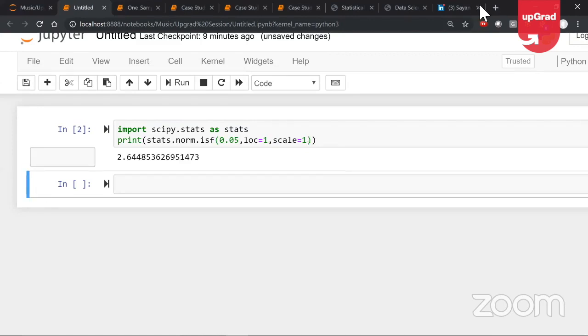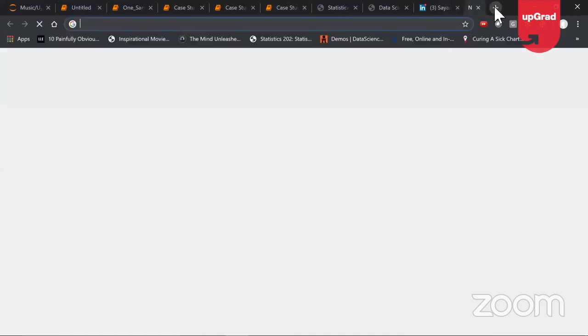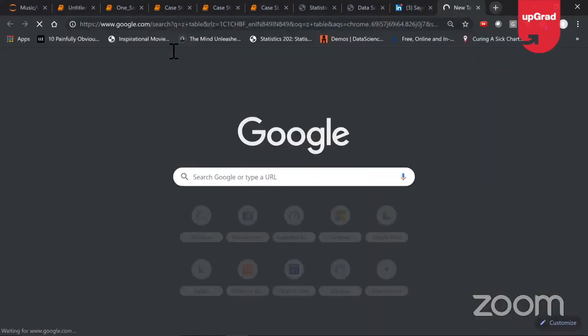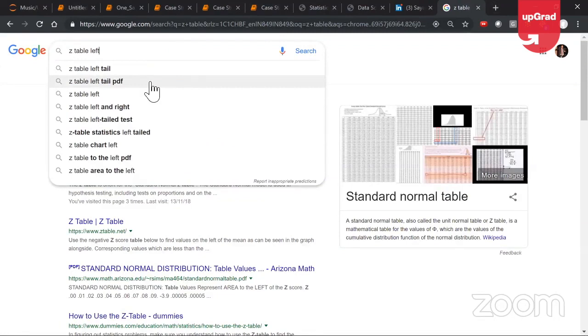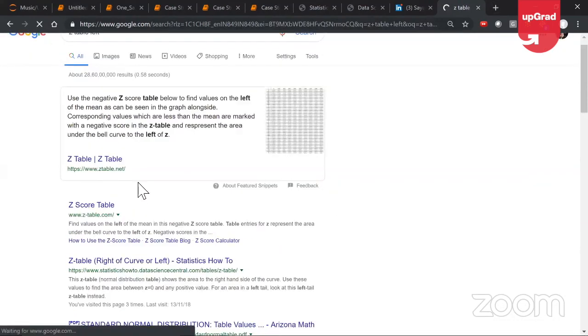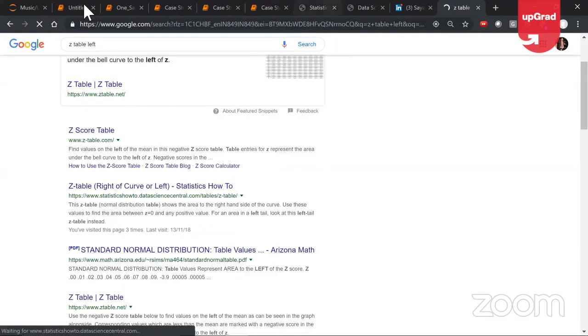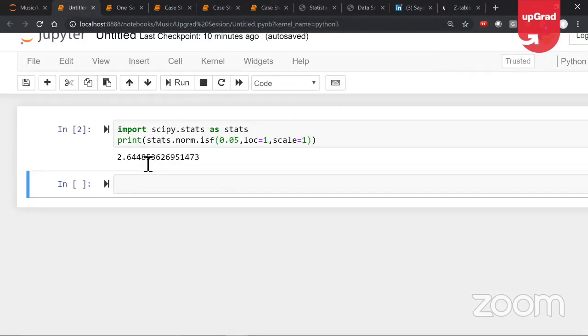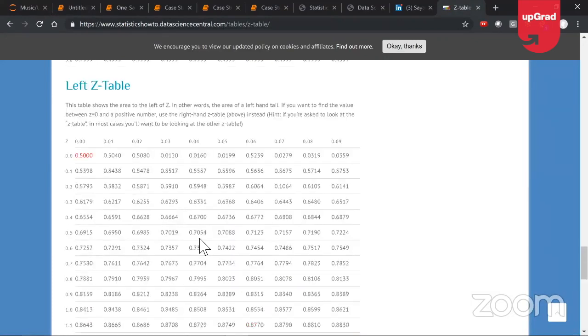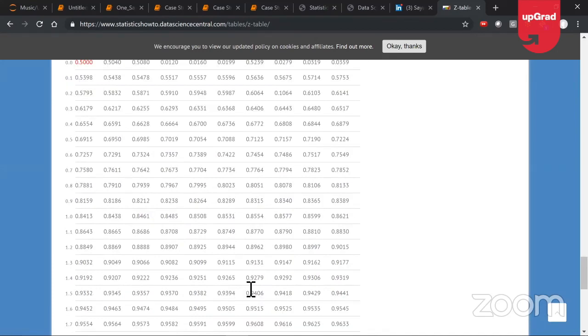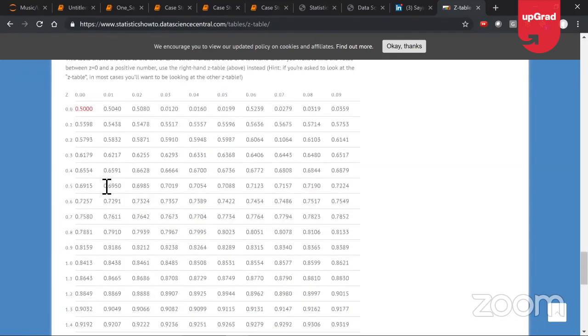If you go back to the Z table, you will get the same answer. I always prefer using a left Z table. This is the Z table left. I can just go back and show you, it is the same answer I will get. Here I'm getting 2.645, so the threshold is coming out as 2.645. And if we go back and look at the Z table approach, basically we are trying to find out, hey, 95%, where is 95%? This is the cumulative left Z table I have to see.